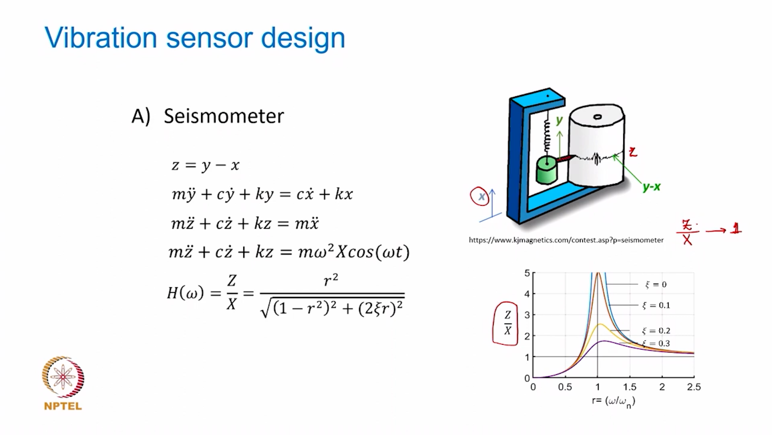True? And from the graph, can you tell me, irrespective of the damping in the sensor, what position on the graph would give me that one value of z by x?